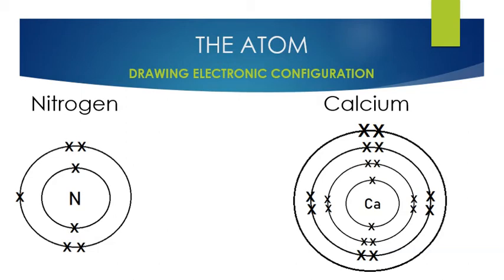This is why it's important to know the first 20 elements by heart, because you waste a lot of time flipping pages, going to your periodic table, looking for an element, then getting their atomic number. So it's very essential to know the first 20 elements by heart.